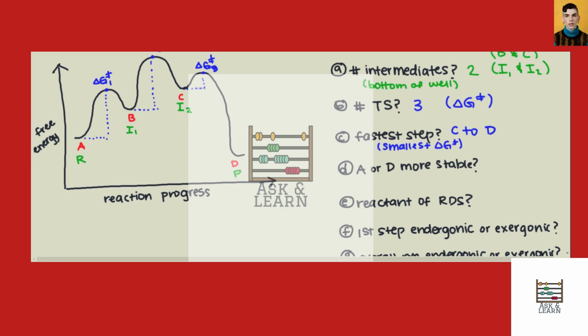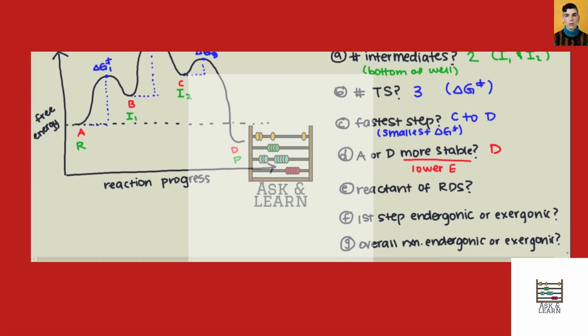For part D, you want to look at whether A or D is going to be more stable. So if we set some type of zero-point energy, now we can see that A is higher in energy than D. So if something is more stable, it has a lower energy. So D is going to be more stable. Let me just move this down a little bit.